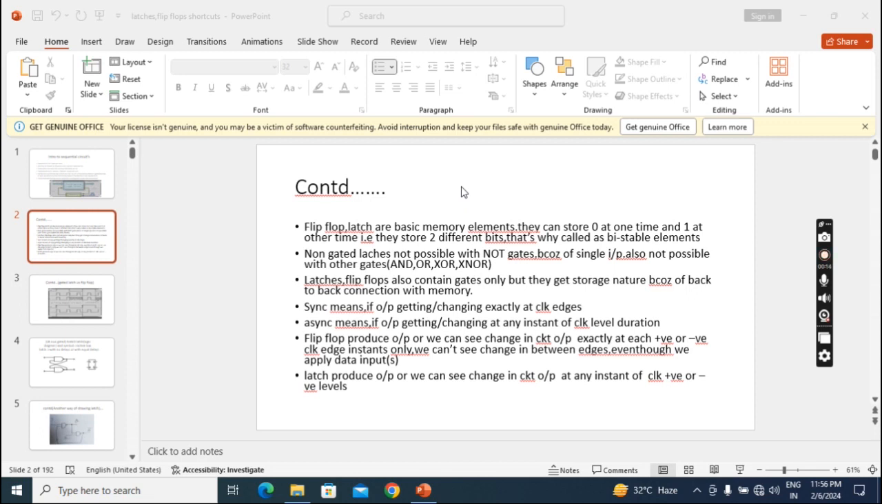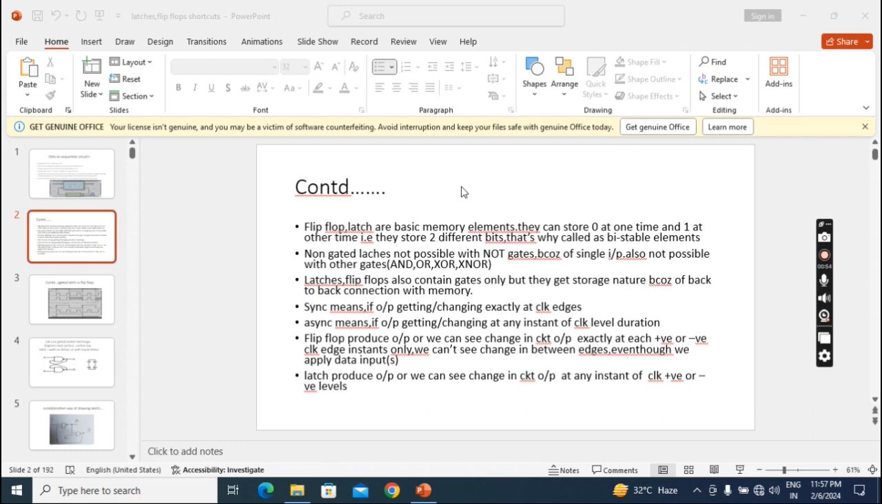Okay, so these gated latches and flip-flops are basic memory cells or basic memory elements. They can store 0 at one time and 1 at another time. So they are storing two different bits. That's why these are called bistable elements. Generally we construct non-gated latches with NAND gates and NOR gates. We don't use NOT gates because a NOT gate contains only one input. We cannot give feedback because there is no other input, and we don't use AND or XOR, XNOR also.